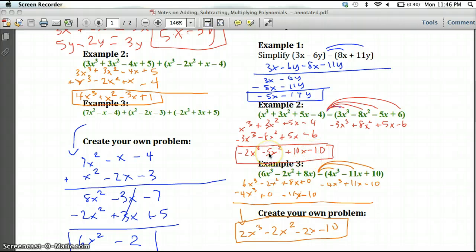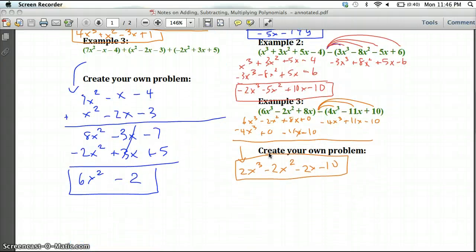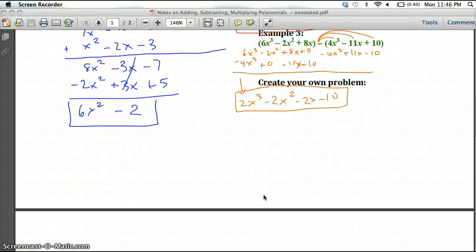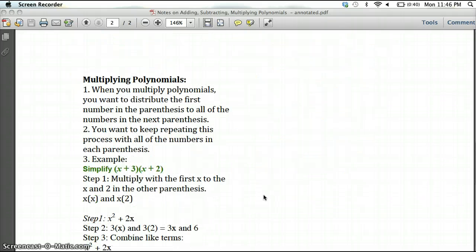And that's my answer. Okay, and then go ahead and look at example 3. Go ahead and try to do it yourself, and then you can compare your answer. So we're going to go down to multiplying polynomials.